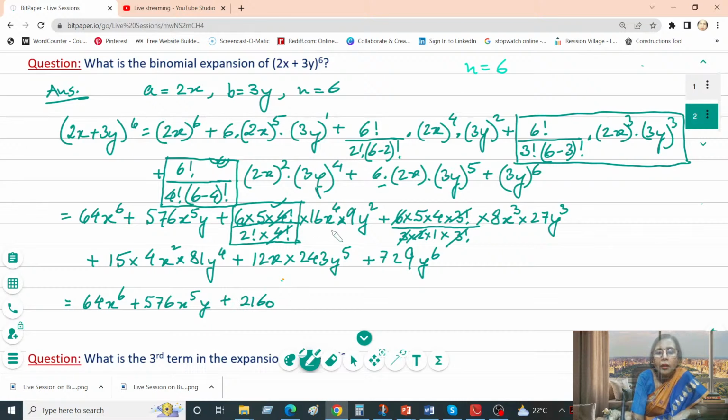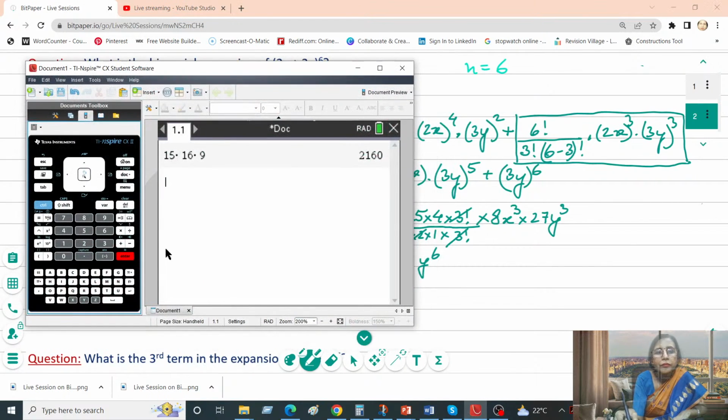2160x to the power of 4y squared plus this one is 5 times 4 is 20, and then 20 times 8 is 160. 160 times 27. So 20 times 8 times 27 is 4320.